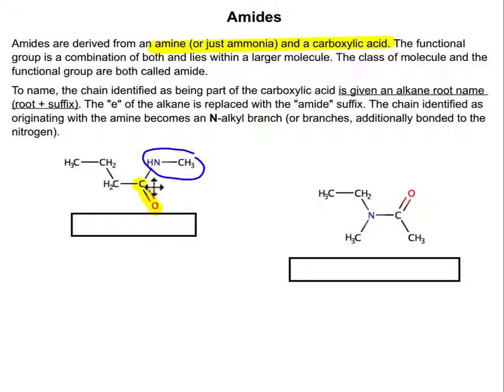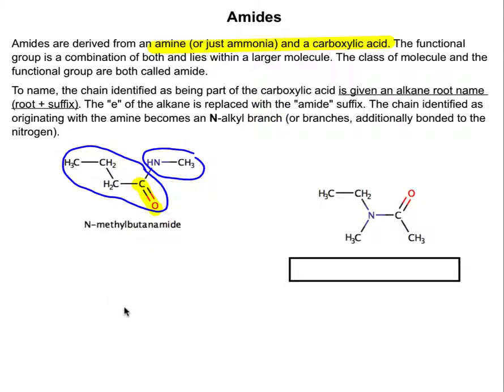There's my carbonyl group, so this is my carboxyl component. And to name, same as we did the esters, that would have been butanoic acid, so that becomes butanamide, and the part attached to the nitrogen, this methyl group, becomes an N-alkyl branch, so that's an N-methyl branch. So this name is going to be N-methyl butanamide.